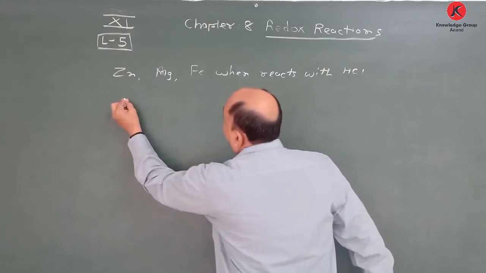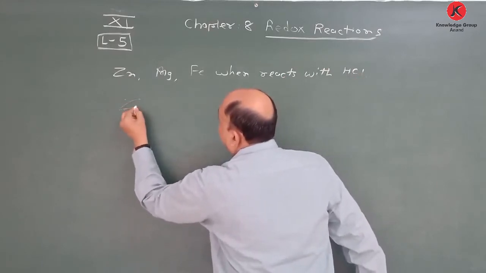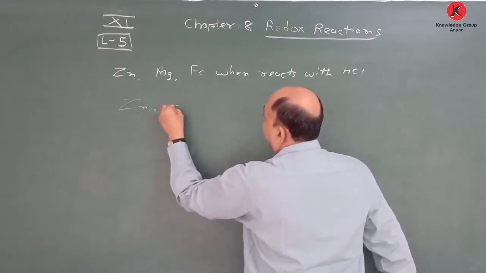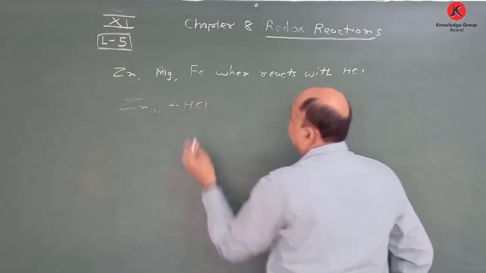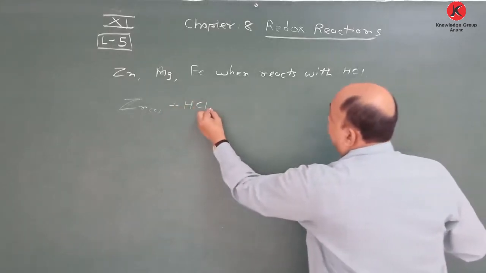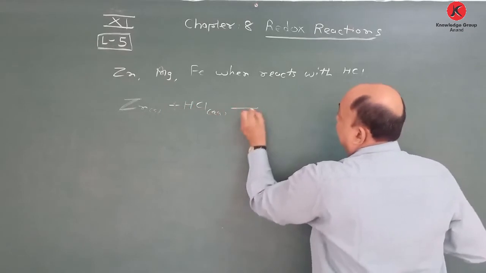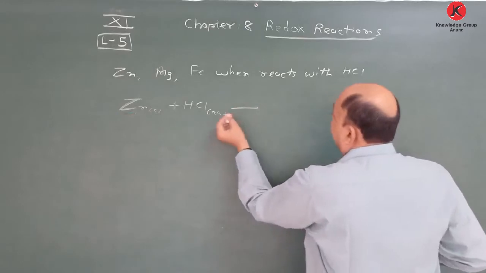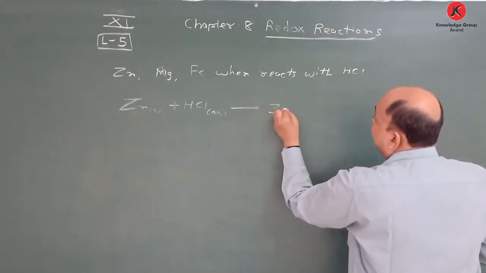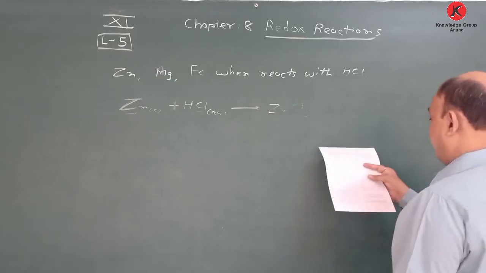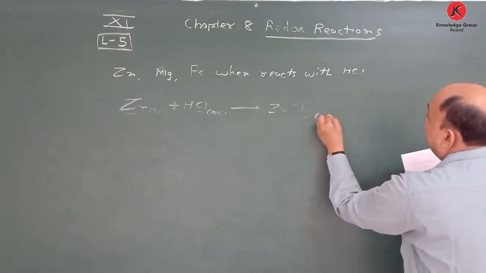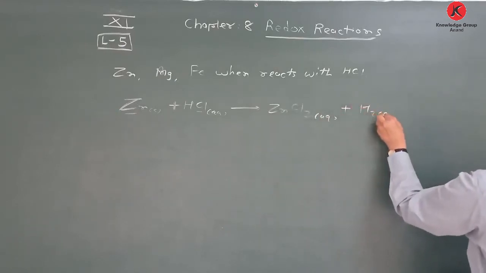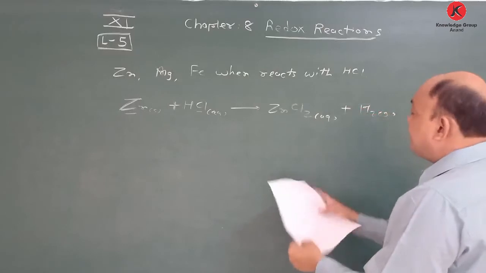Zn solid plus HCl aqueous form. Actually, zinc acts as a metal and chlorine acts as a non-metal. So here, the product obtained is ZnCl2 in aqueous form plus H2 in gaseous form. So this reaction is there.